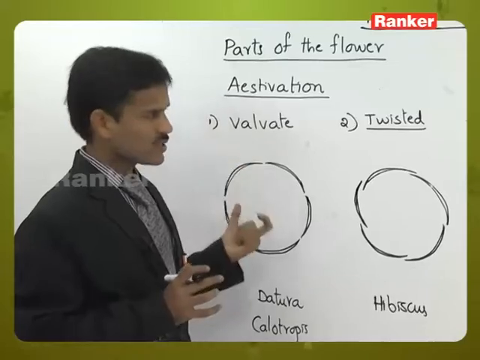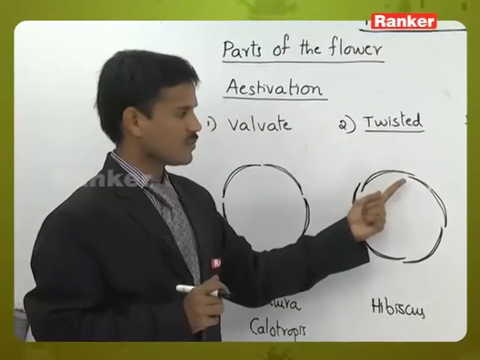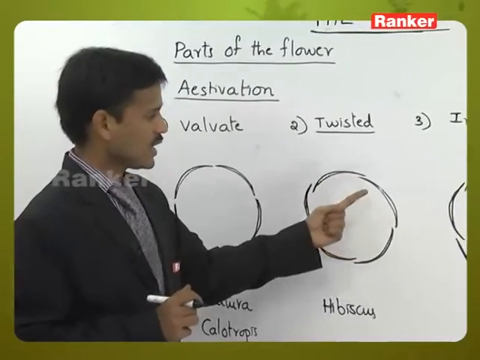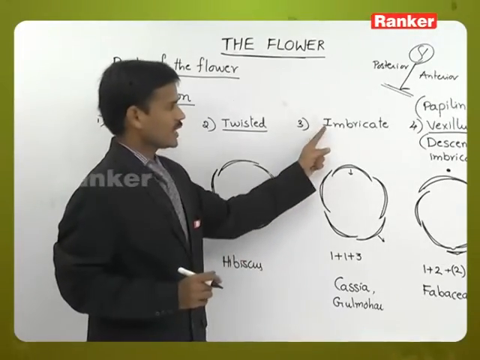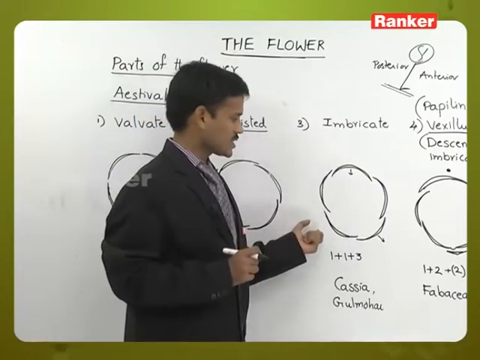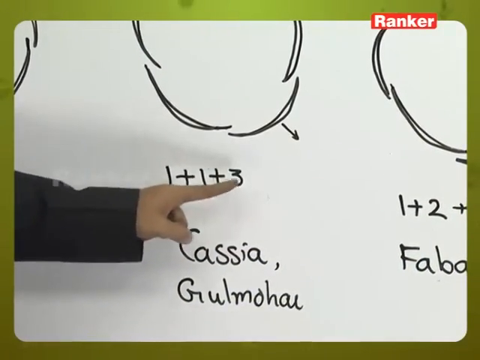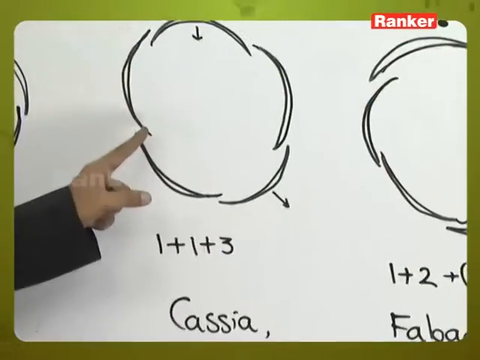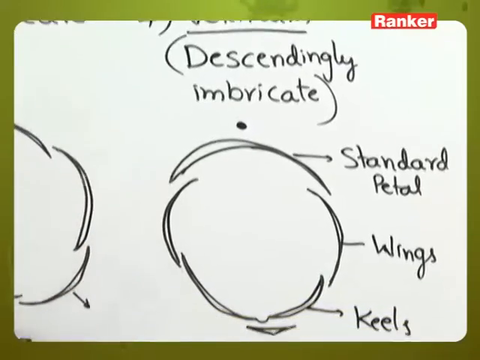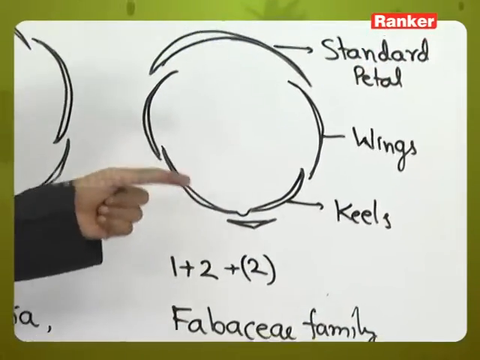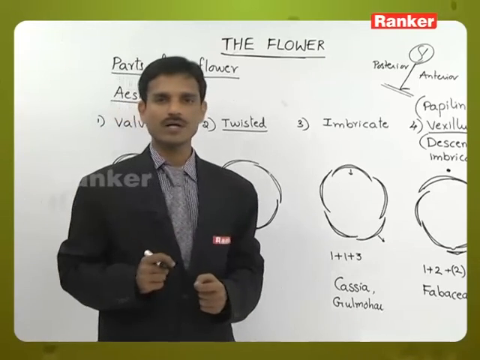Valvate type of aestivation: closely arranged. Twisted type of aestivation: one margin is overlapped and the other margin is overlapping. And imbricate type of aestivation: irregular arrangement, 1 plus 1 plus 3 arrangement; one is outside completely, one is inside completely, and 3 are here, with one margin inside and one margin outside. And the vexillum type of aestivation can be observed in the Fabaceae family, a 1 plus 2 plus 2 arrangement. So, this is about aestivation.